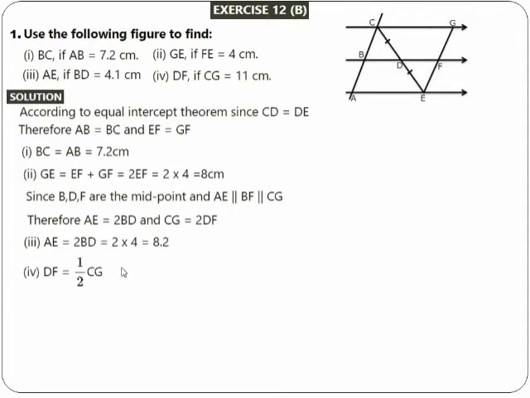Okay. So we have DF, as you know, DF is just half of CG. CG is given to be 11. So put CG equals 11, you get half of 11, which is 5.5 centimeter. So we got all our answers here. Pause the video and note down your solution.